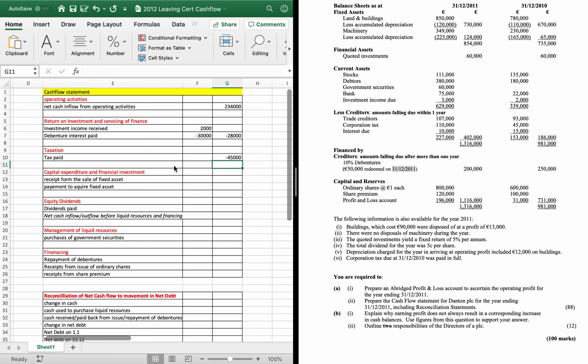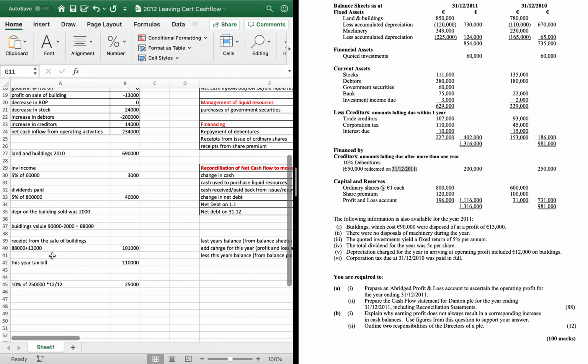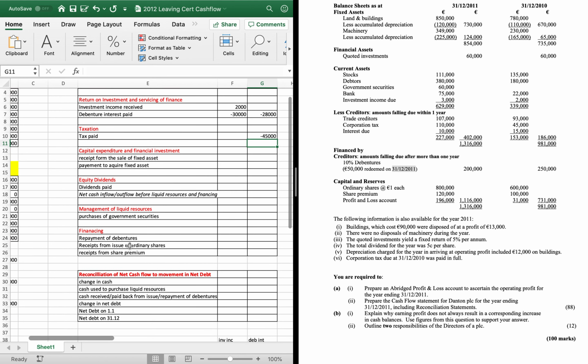Now, the receipt from the sale of the fixed asset. That was my big working. I think the answer was 101,000. So remember, we worked out that we got 88,000, or we made a profit of 13,000 on an asset that had cost 90,000, but had 2,000 depreciation on it. So 88,000 was the value plus 13. So we received 101,000 for it. So that's a plus.